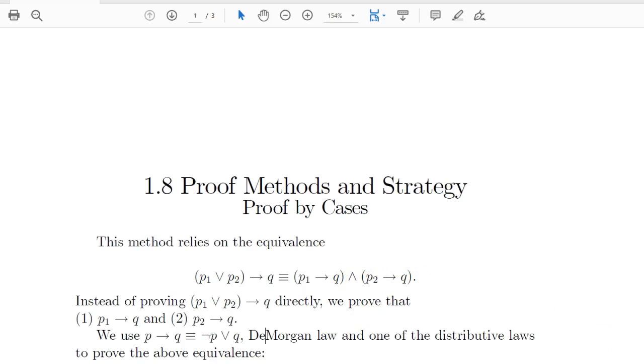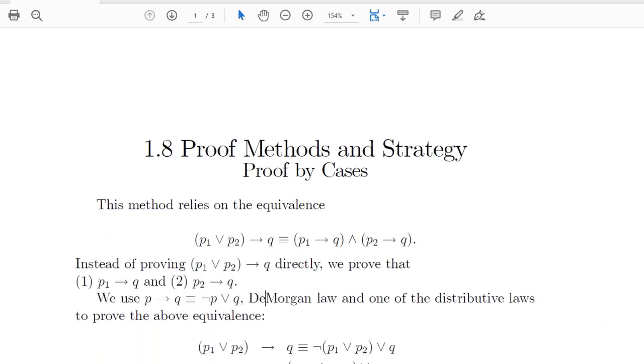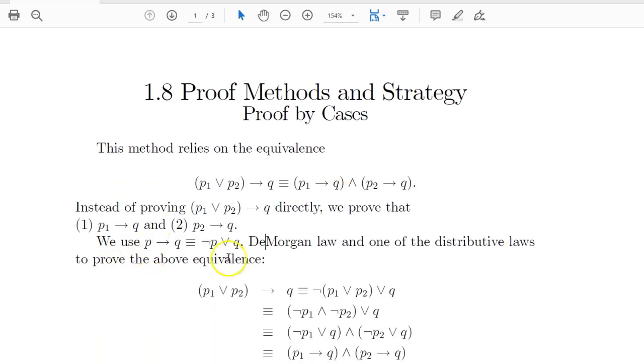To prove some theorem like this directly, we prove first that if P1 then Q is true, and then if P2 then Q is true. Then the equivalence guarantees that the original theorem is true.